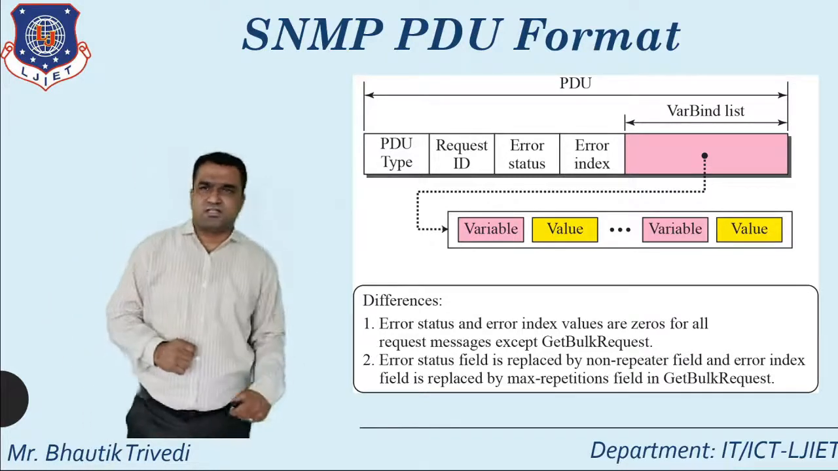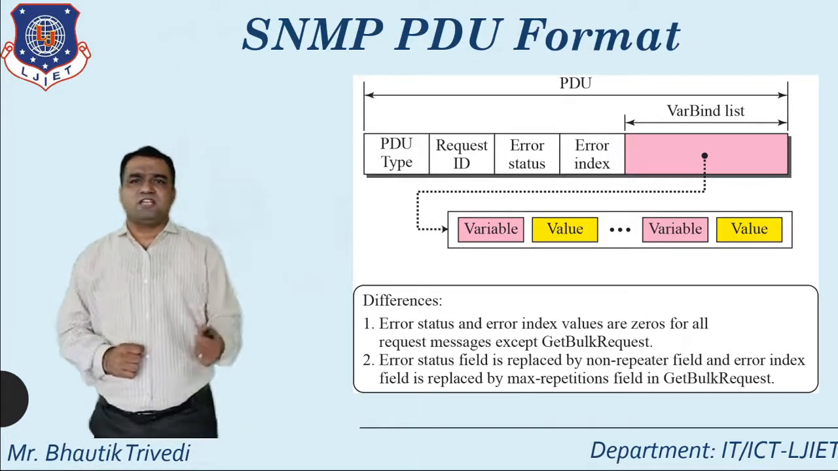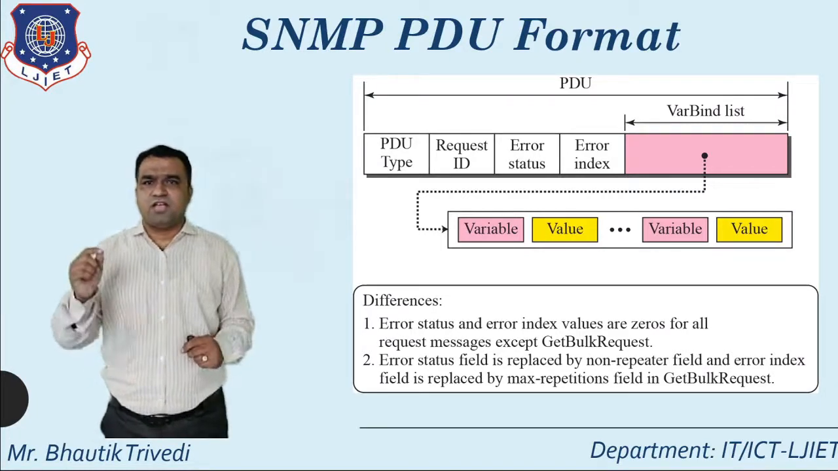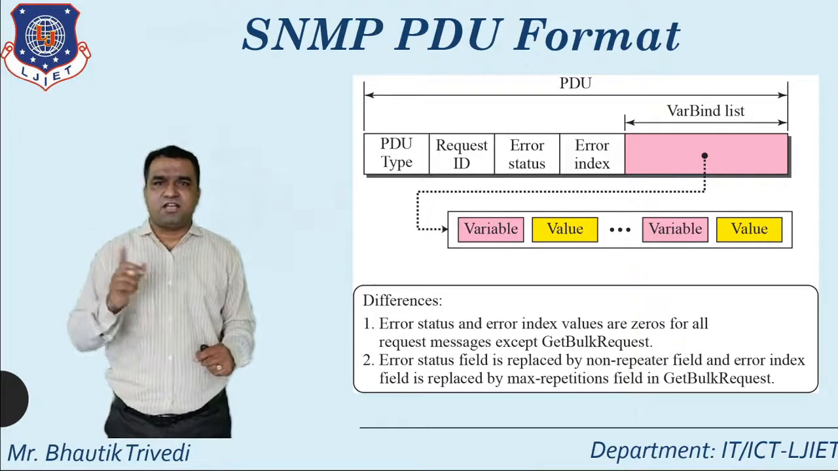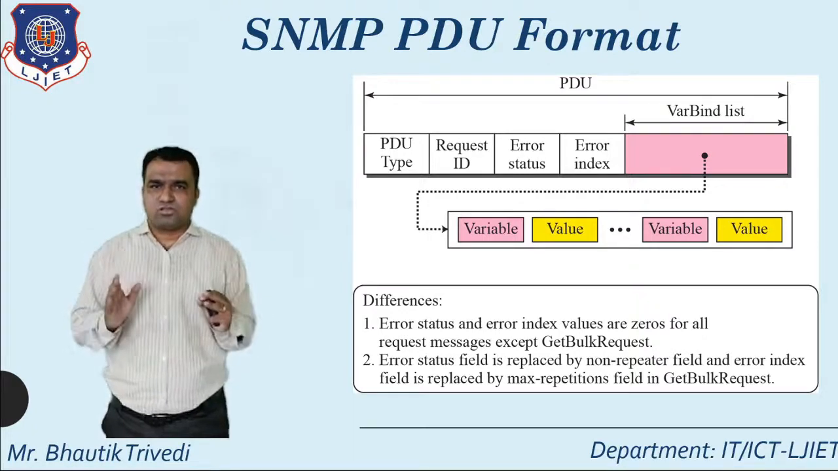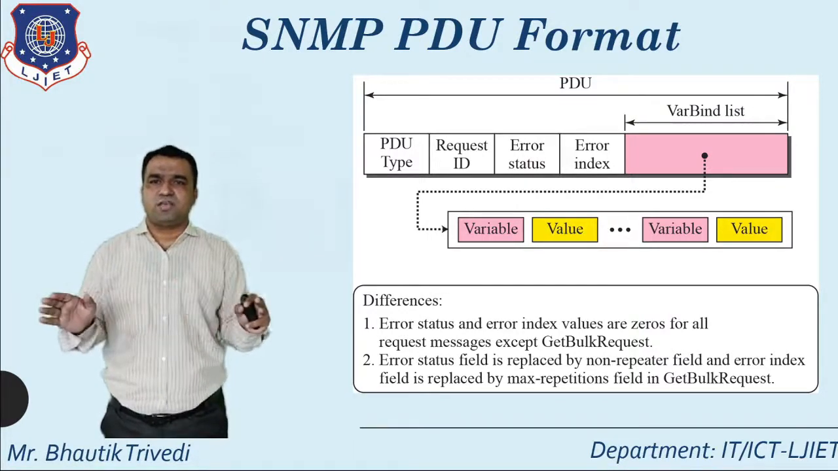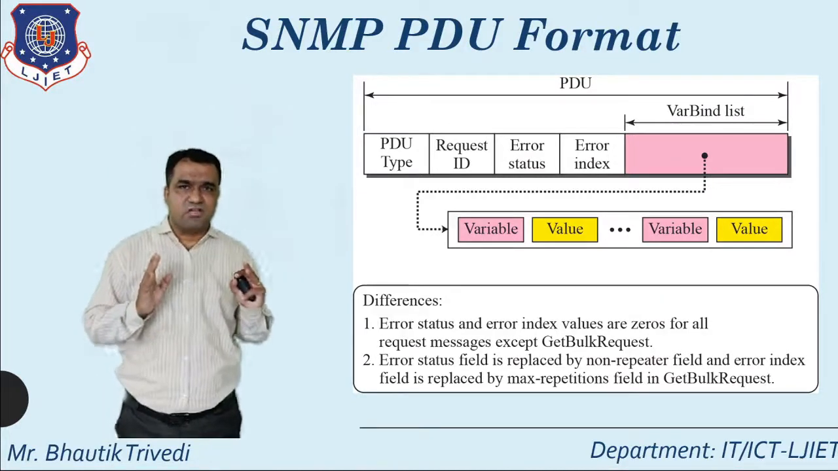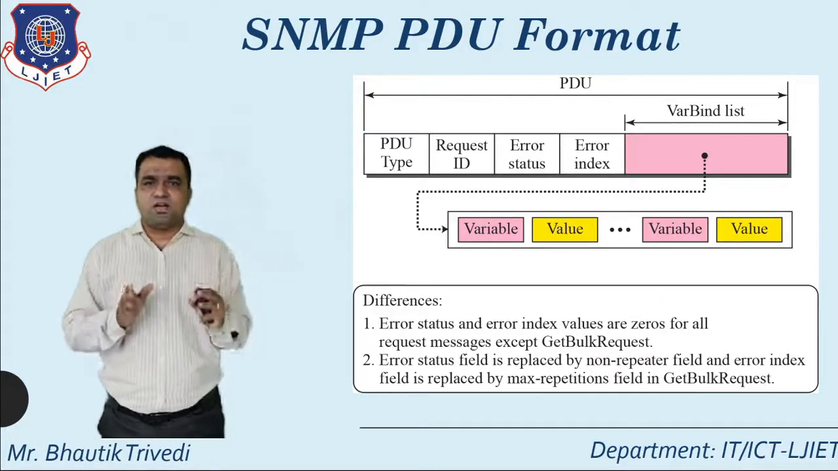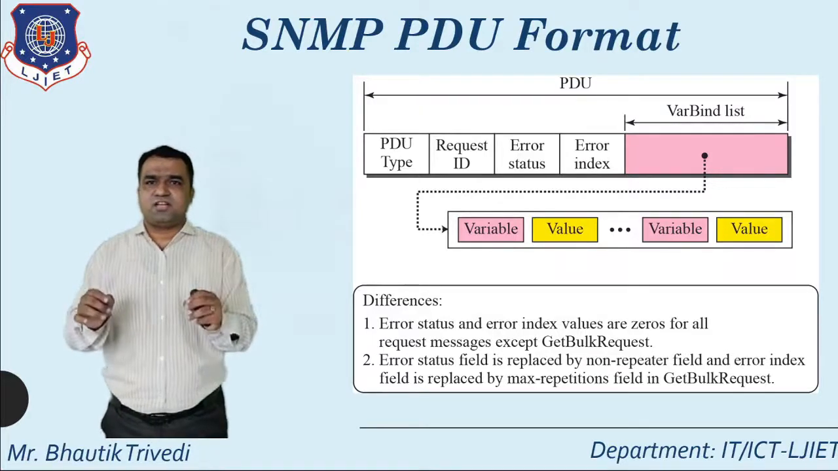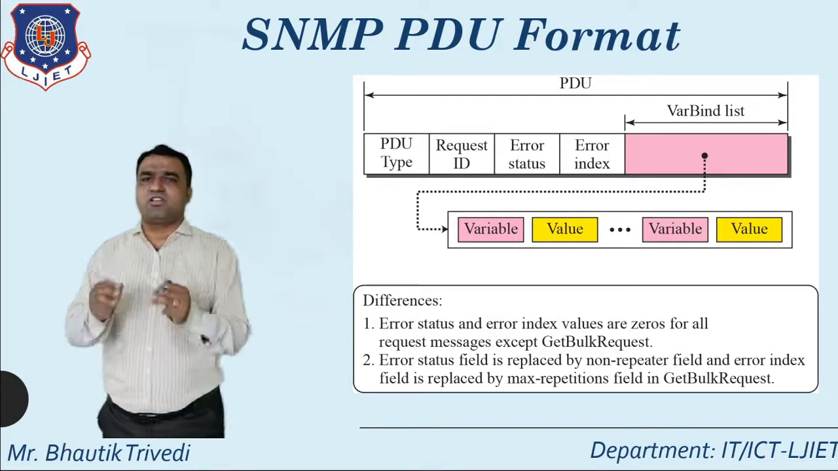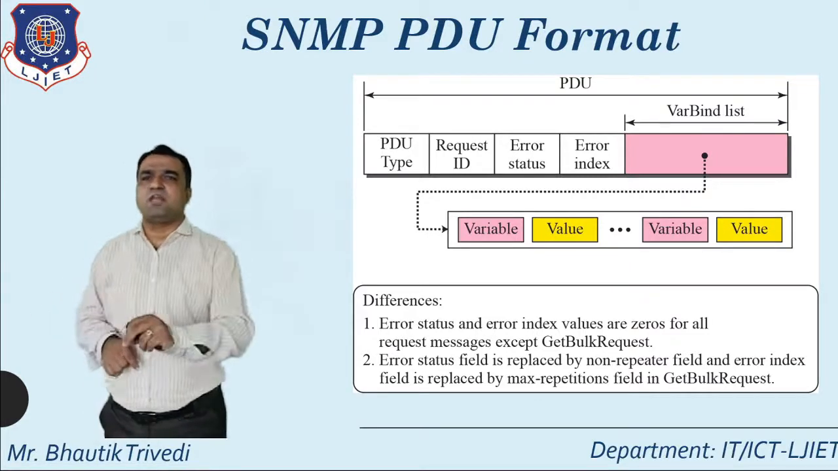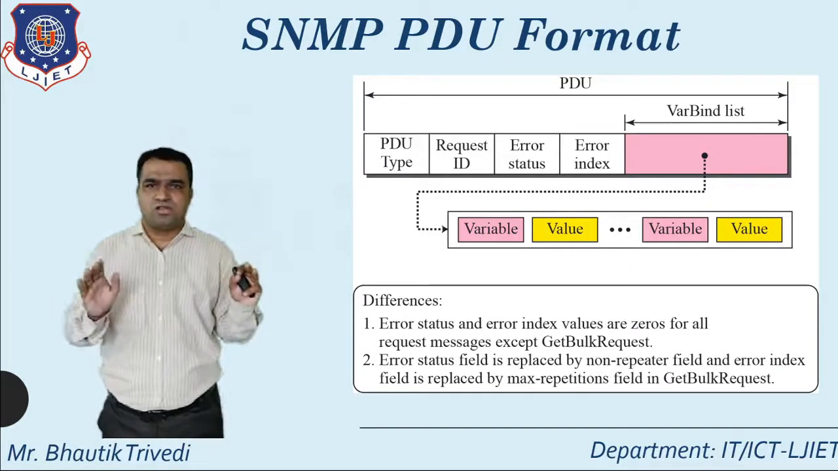One proper difference. If you talk about the SNMP PDU format, one proper difference here is that error status and error index values are zeros for all request messages except get bulk request. Means in get bulk request, error status and error index support some value, but in the case of all the other request messages, they are filled with zeros.